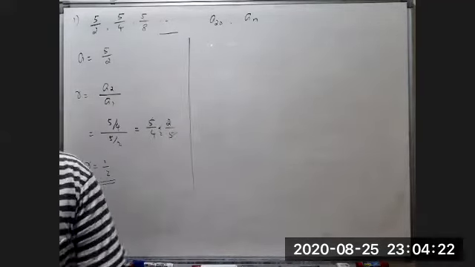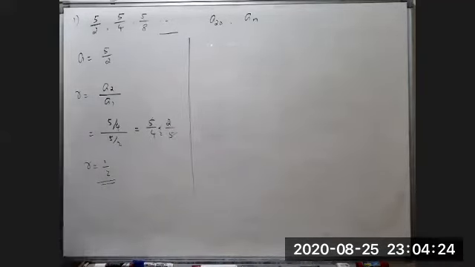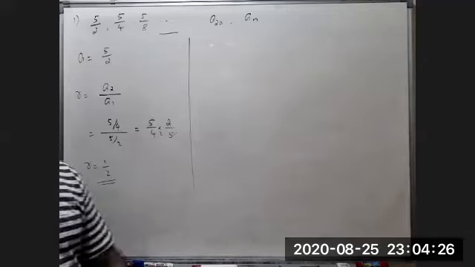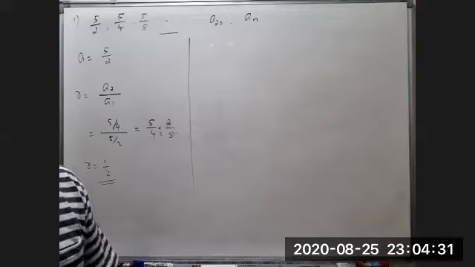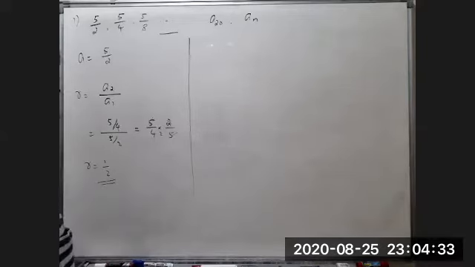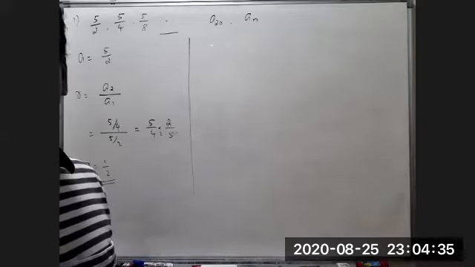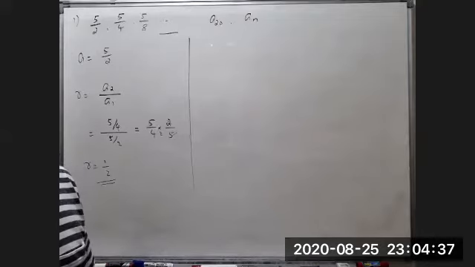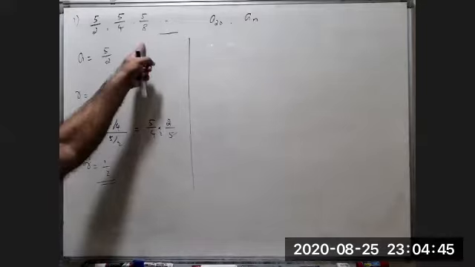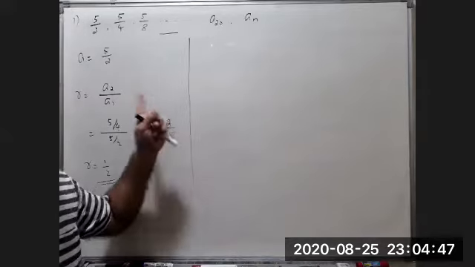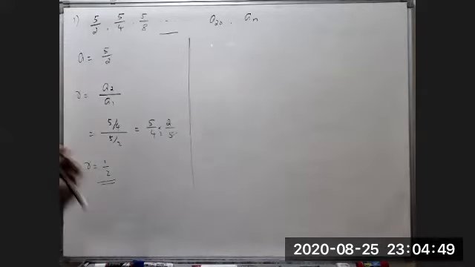The common ratio is 1 by 2. You can observe it: the first term multiplied by 1 by 2 gives the second term. 5 by 2 multiplied by 1 by 2 gives 5 by 4. Again, 5 by 4 multiplied by 1 by 2 gives 5 by 8. So these are in GP, with first term 5 by 2.